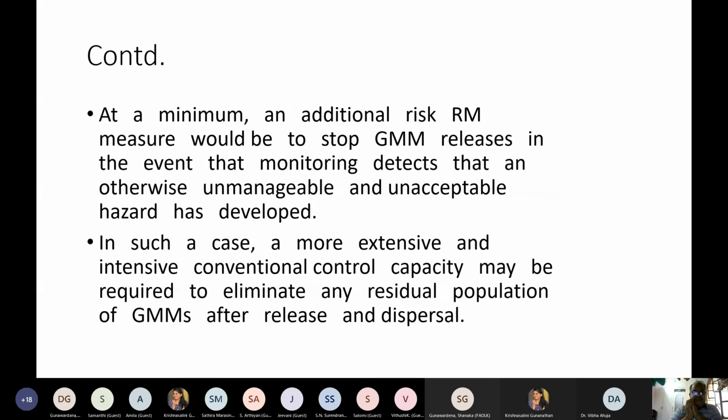In such a case, a more extensive and intensive conventional control capacity may be required to eliminate any residual population of GMMs after release. For example, if we find out something is going wrong with the GMO mosquito, we need to immediately press into action the conventional control methodology in the area to see that not a single seed of GM mosquito is left in the area. This is the emergency plan. This is very important, and we cannot always guarantee that a GM technology will be giving absolutely compatible environment when it is released in the field.